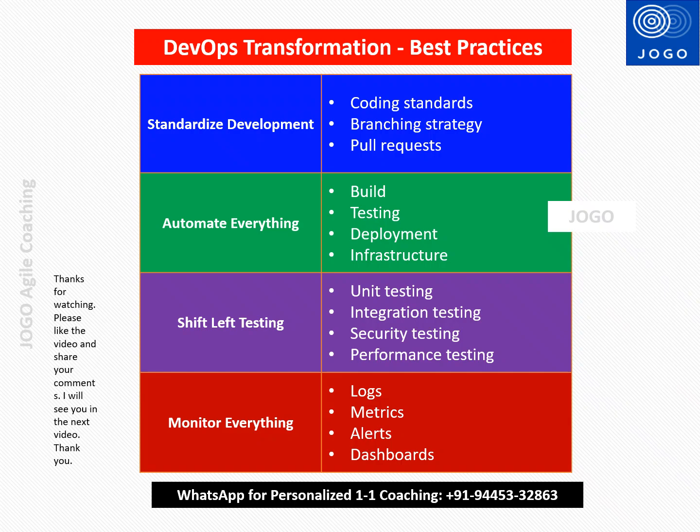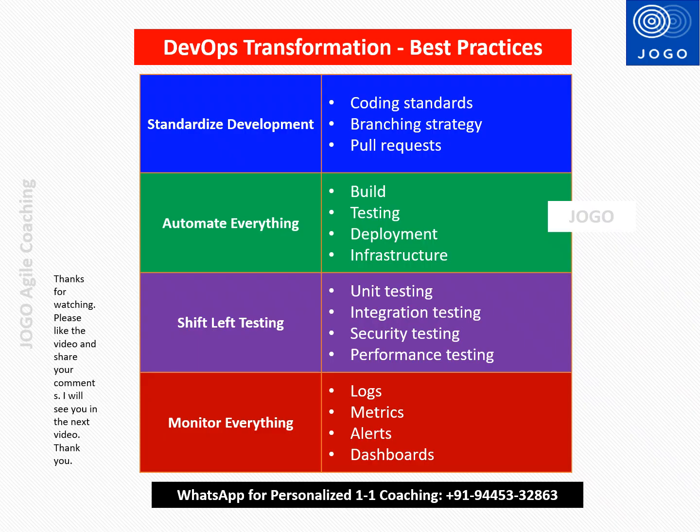The second one is automate everything. We can automate the build, we can automate the testing, we can automate the deployment, and we can automate the infrastructure as code. So these are some best practices we should follow related to automation.